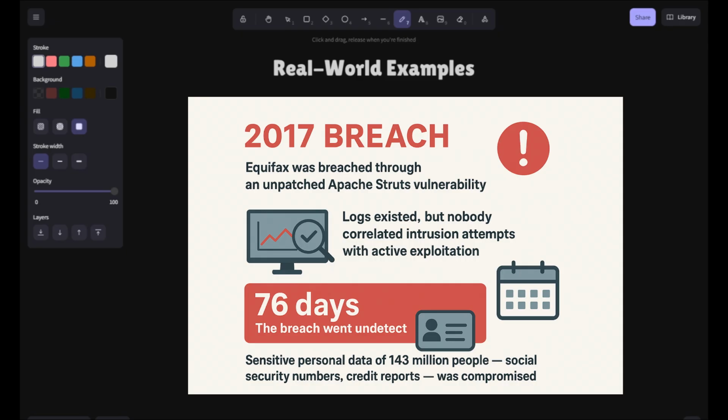Equifax was breached through an unpatched Apache Struts vulnerability. Logs existed, but nobody correlated intrusion attempts with active exploitation. The breach went undetected for 76 days. Sensitive personal data of 143 million people, social security numbers, credit reports, was compromised.